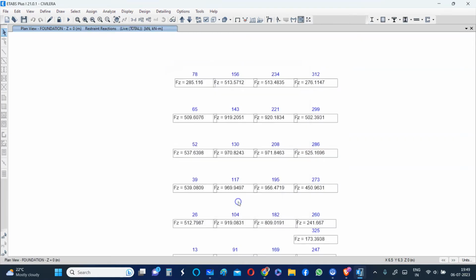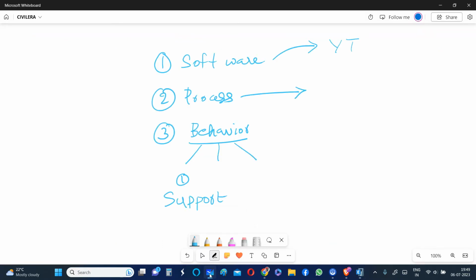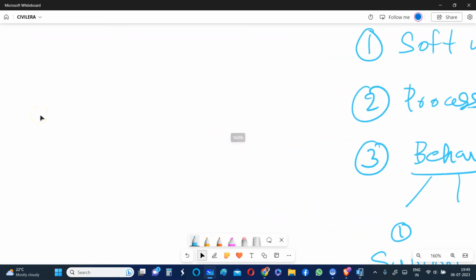So now you can see that there are different reactions shown here. I'm going to pick up this particular column. Now, I'm going to note down the value in that particular column, which is approximately 970 kilonewtons. So let me note that down for your understanding. 970 kilonewtons is the load on that particular column.